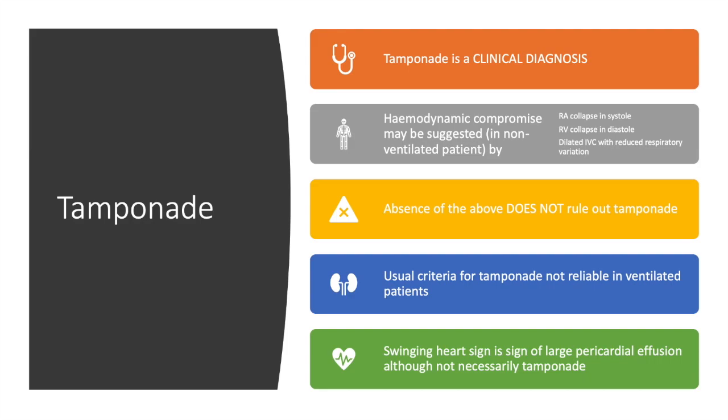And that implies that the pressure on the right side of the heart exerted by the pericardium is so great that it's preventing filling. So the venous blood is backing up. The IVC is therefore dilated. If these things aren't there, it doesn't mean that your pericardial collection isn't causing tamponade. So it remains a clinical diagnosis.